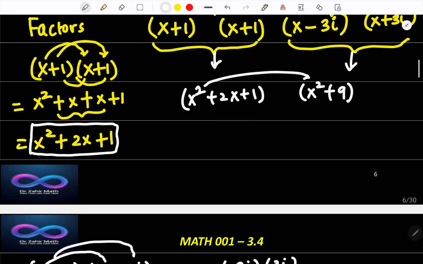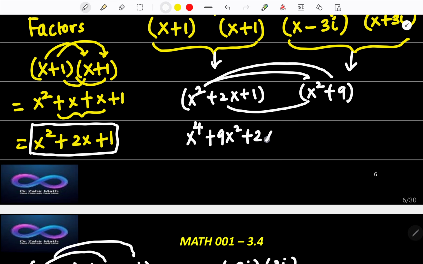Slowly multiply x square, x power 4. X square into 9, 9x square. 2x into x, which is 2x power 3. 2x into 9, which is 18x. 1 into x square, right? 1 into 9 is 9.